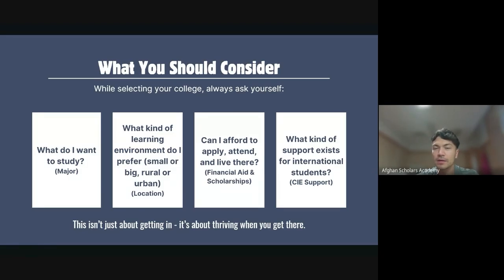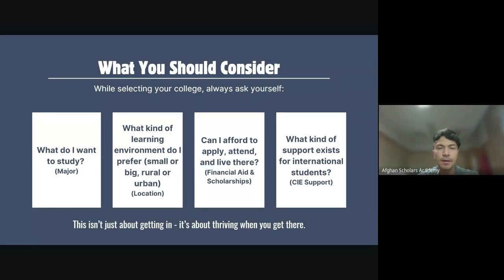Then see what kind of support exists for international students. Every college has a CIE office or CIE department, which is only for international education or international students. See what kind of support they offer. Trust me, it's also a big deal. And I say these things from my own personal experience, and how that can affect the life of a student here in the US.